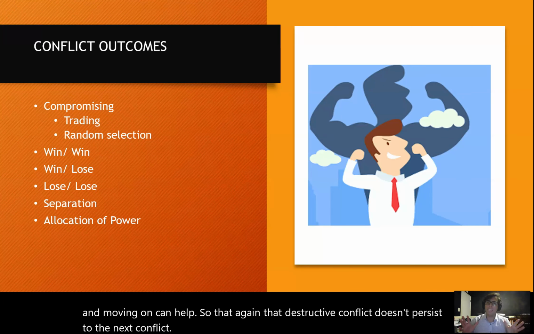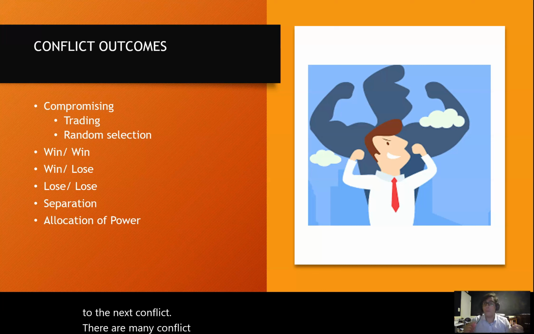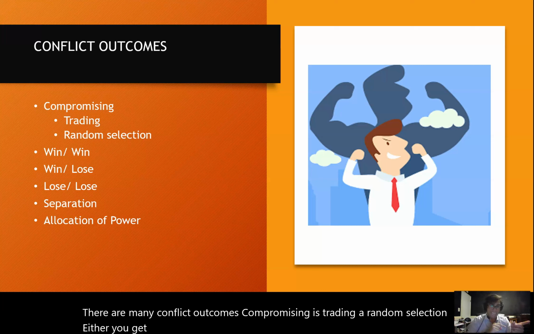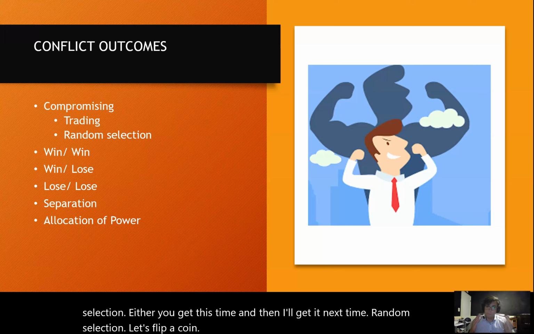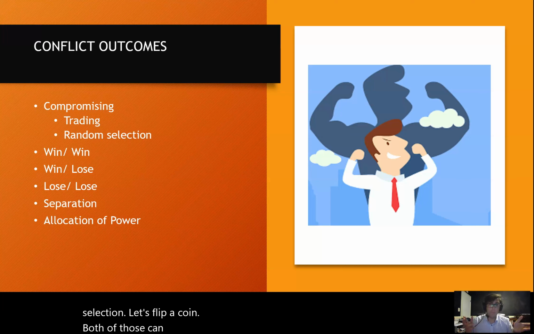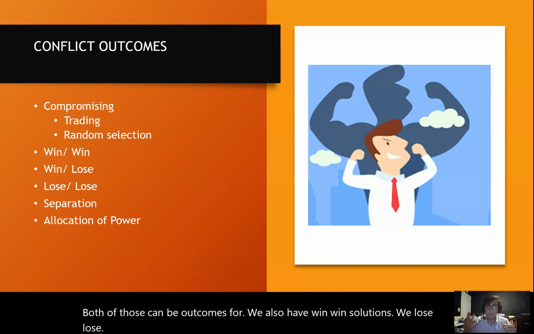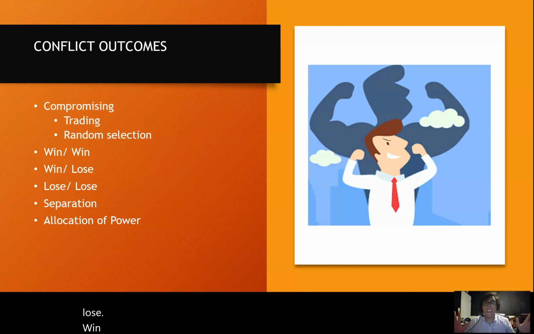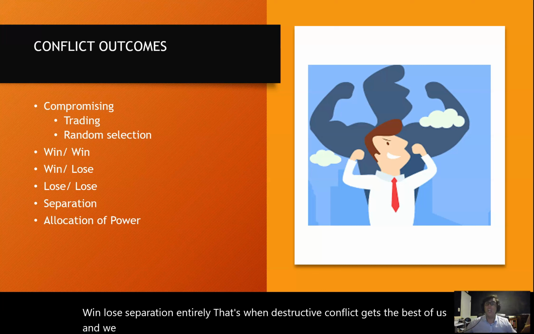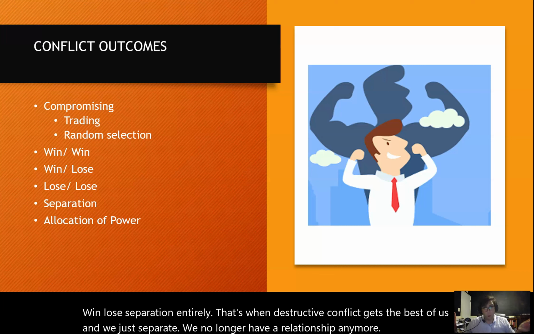There are many conflict outcomes. Compromising is trading: either you get this time and then I'll get it next time. Random selection: let's flip a coin. Both of those can be outcomes. We also have win-win solutions, lose-lose, win-lose, and separation entirely. That's when destructive conflict gets the best of us and we just separate. We no longer have a relationship anymore. And that's probably one of the worst.